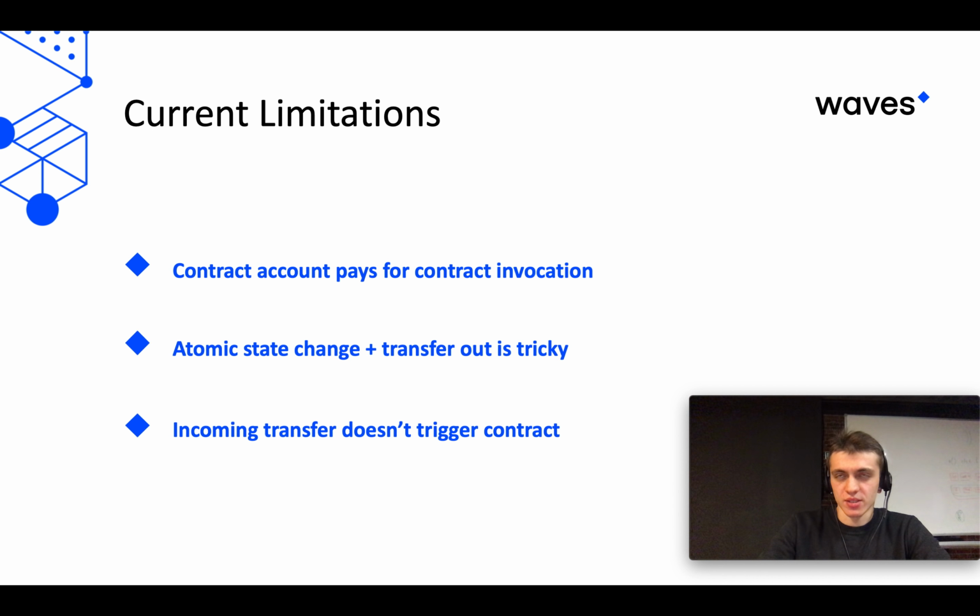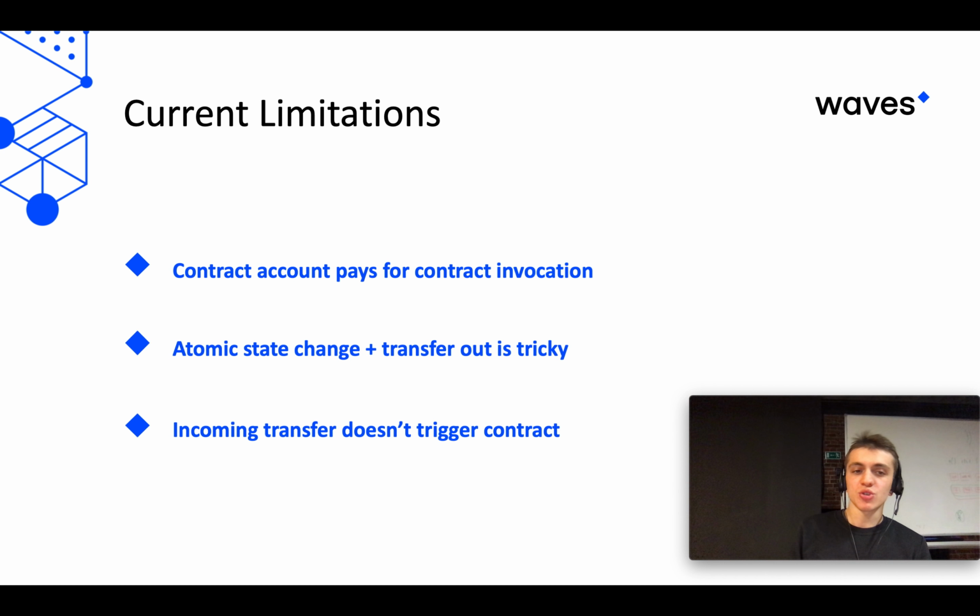What about limitations? Right now, a contract account pays for contract invocation. So as I already said, for example, you can make a smart account with a smart contract with one word, true, and everybody can make a transaction from that account. But that account, the smart account, will pay the transaction fee, not the caller. Only that smart account can pay fees right now.